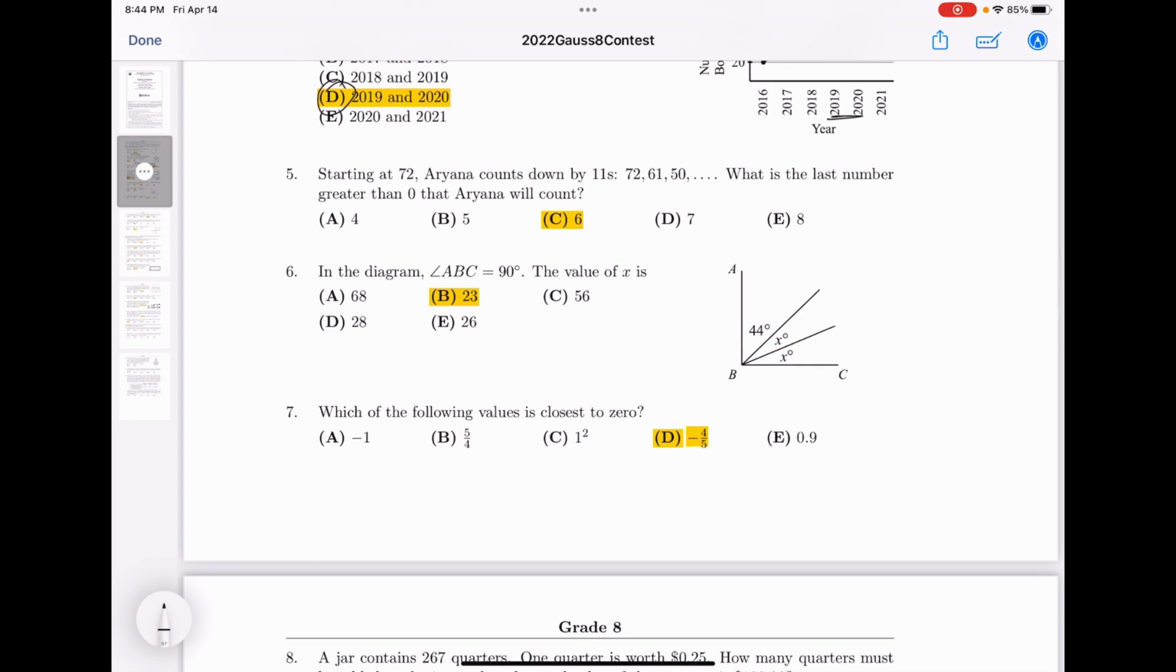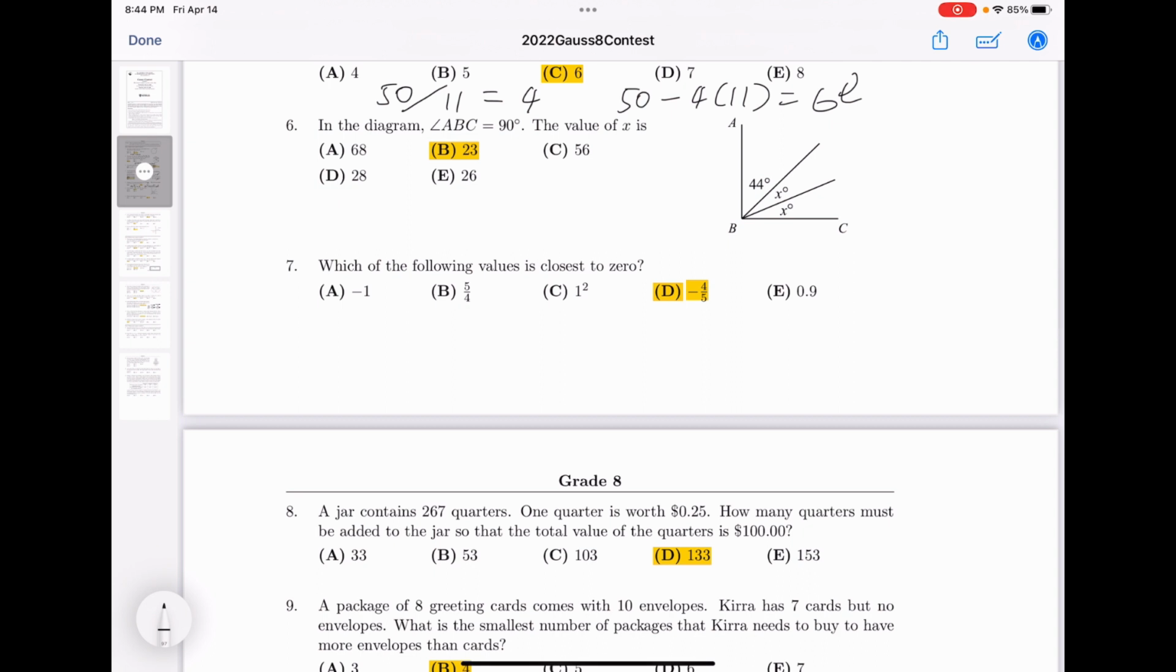Number 5, starting at 72, Ariana counts down by 11s: 72, 61, 50. What is the last number greater than 0 that Ariana will count? Alright, since we know the third number is 50, if we divide 50 by 11, this will give us 4. And if we use 50 minus 4 times 11, we will get 6, and therefore the last number would be 6.